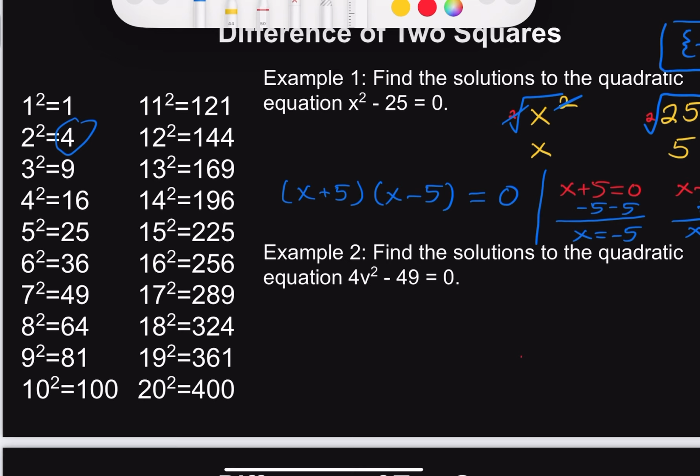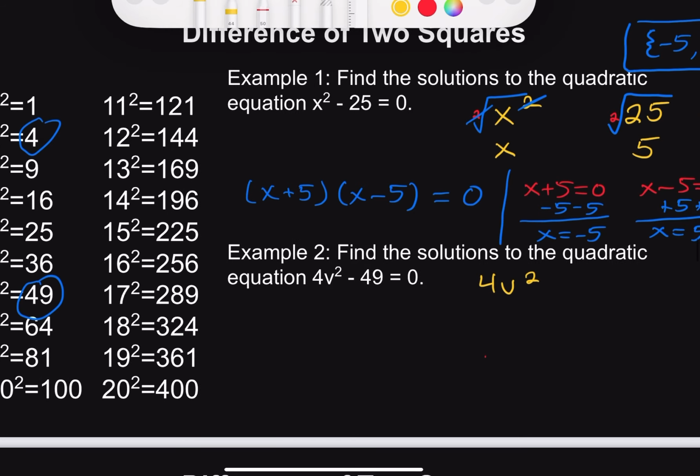The 4v squared is a perfect square because it's (2v) squared. The 49 is a perfect square. And we're subtracting between those two terms, and it's equal to 0. That is satisfied. Step 2, take the square root of each of those terms.